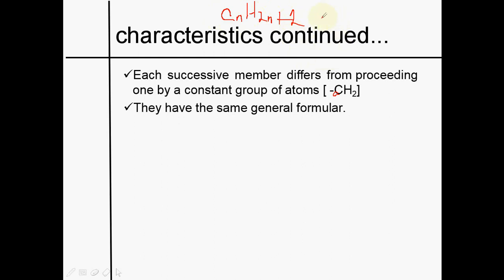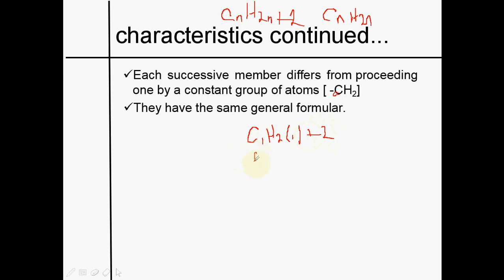Then for all alkenes, we have the general formula CnH2n. Now this simply means this: where you see the n, n represents the number of carbon atoms. So when I have one carbon atom, everywhere there's an n, I substitute with 1, putting 1 in the bracket, and then add the 2 plus 2.